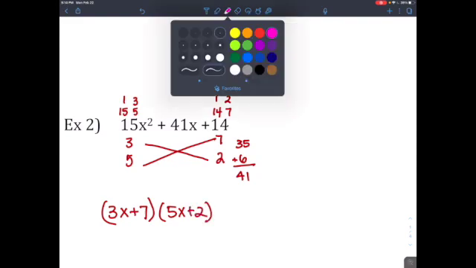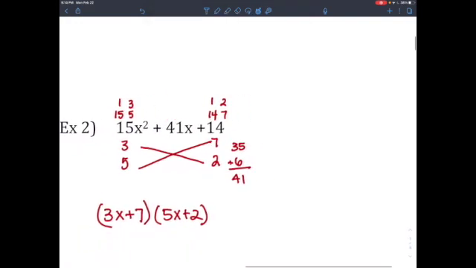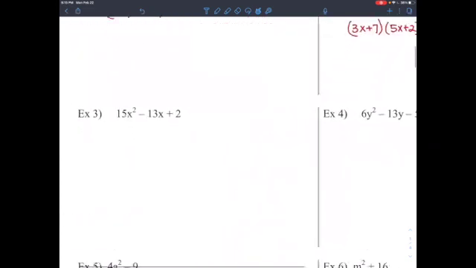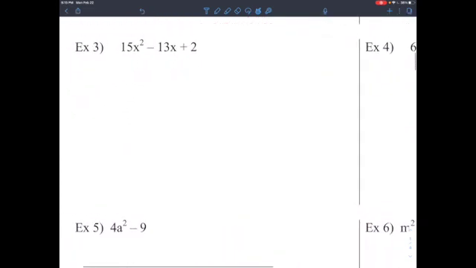Now, some of you will ask, Ms. Wiesman, is it possible to have a different combination that gives me the same parentheses? Absolutely not. Your numbers have to match up correctly, or something is going to be wrong with the sign or with the way the parentheses are written. There's only one combination that gives you the answer. If you don't find any combination, that's actually called prime, so make sure you double check all your combinations. So that's number 2. Number 3, you have 15x squared minus 13x plus 2. Break it down: that's 1 and 15, 3 and 5.